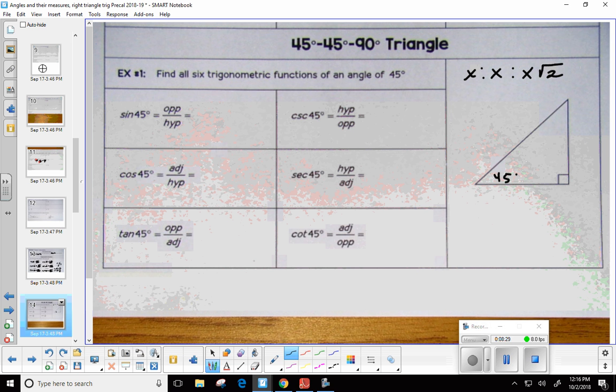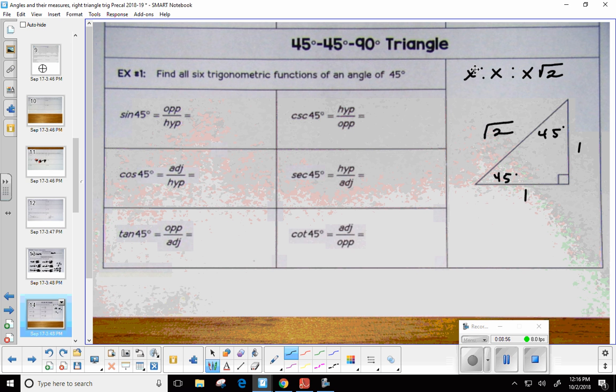So let me put in 45 degrees, 45 degrees. Now, we're actually going to plug in numerical values here. Let's say that x is just 1. Okay, just 1 unit long. So the legs are each 1. The hypotenuse would be 1 times the square root of 2, so this is just square root of 2. Okay. Now, given a triangle with these side lengths, I want to figure out the value of these 6 trig functions.